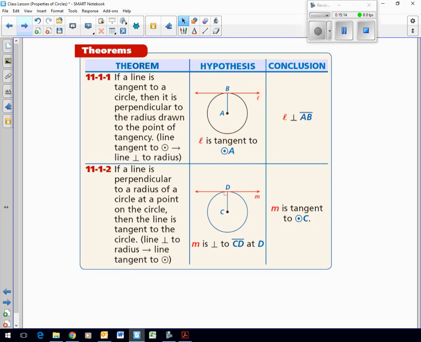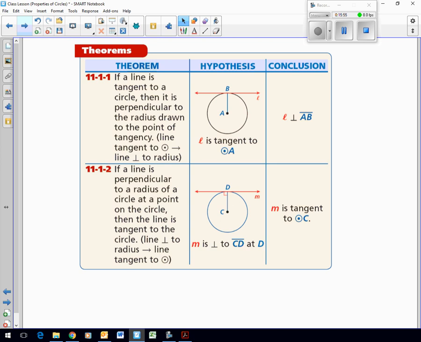Then we get to this theorem, which you need to write down. Okay? This is a really, really important one. Make sure we're clear on all of this. If a line is tangent to a circle, it is perpendicular to the radius drawn to the point of tangency. Likewise, if a line is perpendicular to a radius of a circle at a point on the circle, then the line is tangent to the circle. When I say perpendicular, what type of angle is formed? A 90-degree or a right angle.